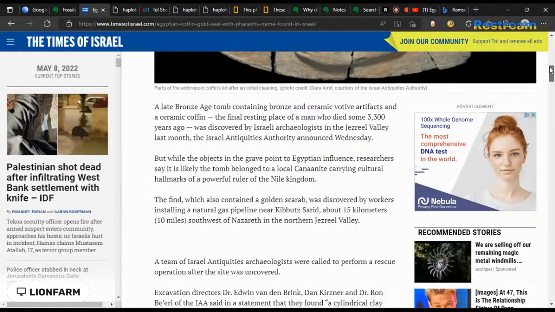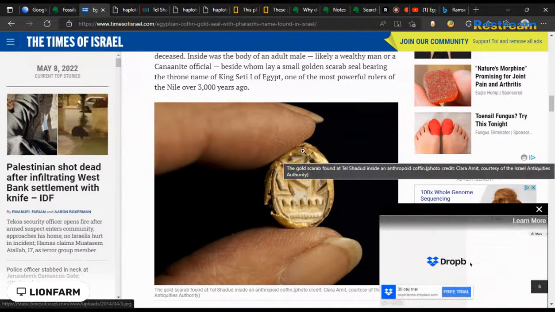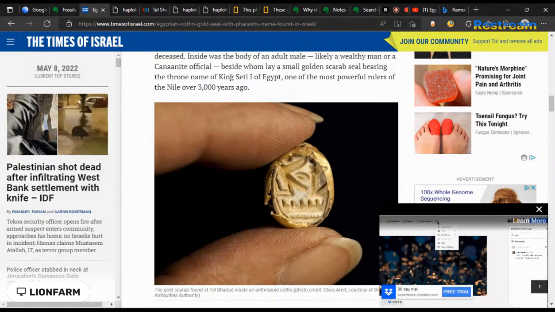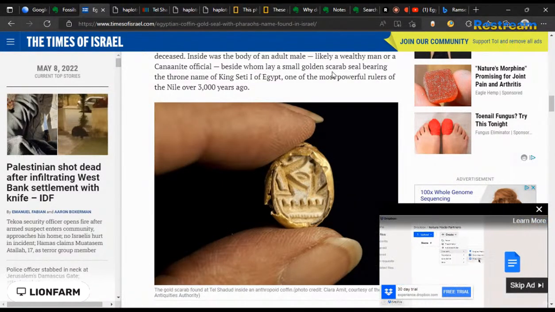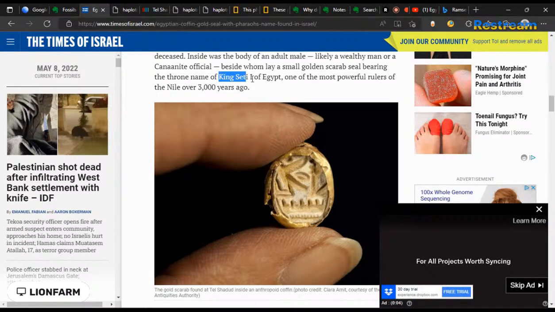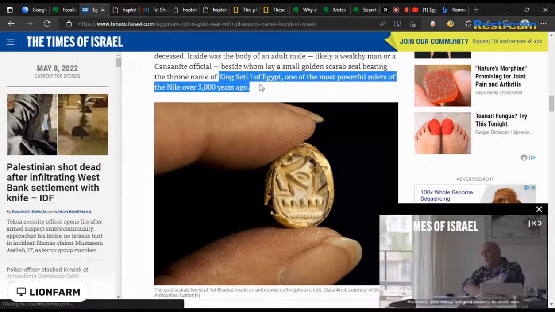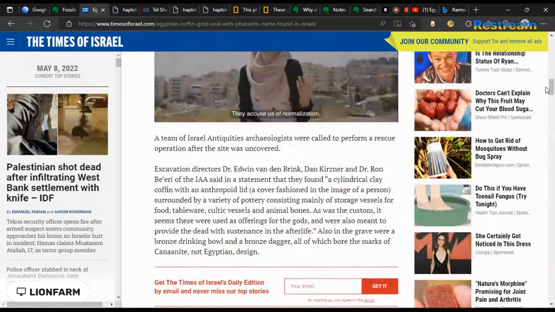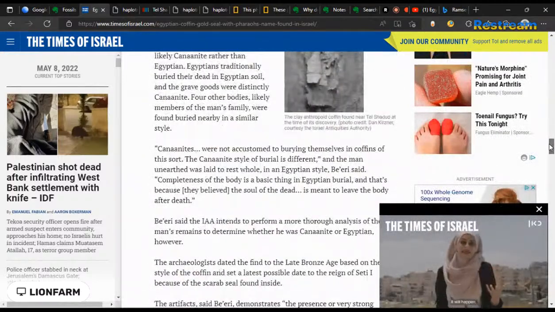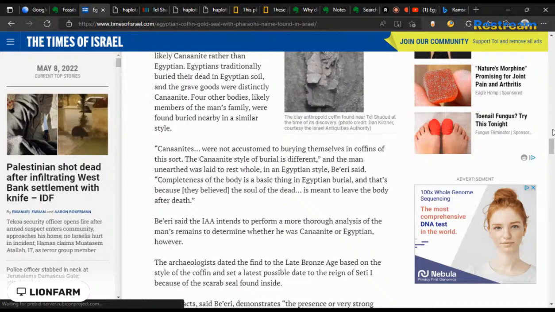They've got a lot going on there when they're looking at these things, obviously knowing that this is something that is true, right? This is solid information. Inside lay a small golden scarab seal bearing the throne name of King Seti I of Egypt, one of the most powerful rulers of the Nile over 3,000 years ago. So that's going to be very important, that we're actually noting this individual is going to be there, right?